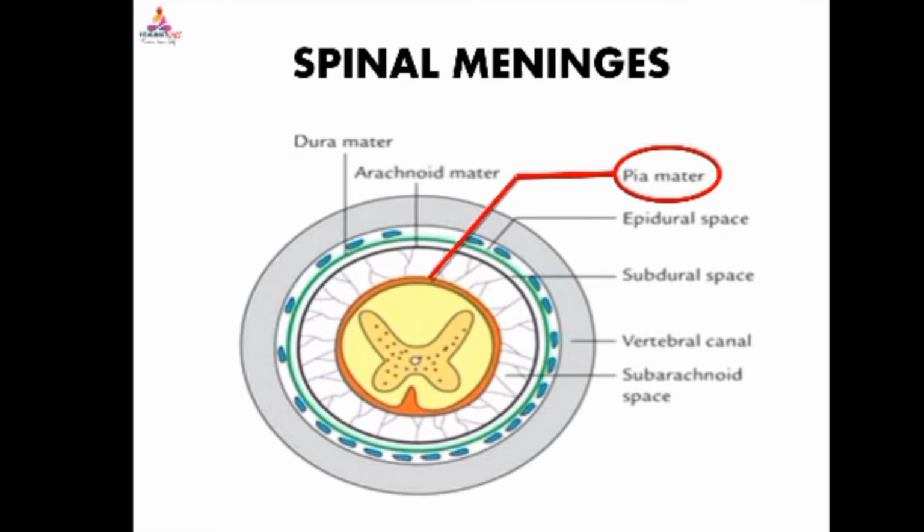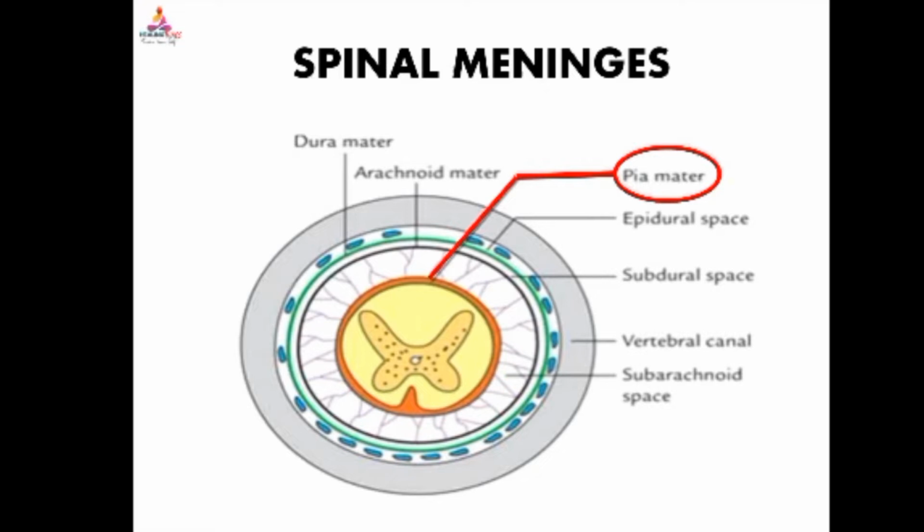Next is the pia mater. Pia mater is a thin, highly vascular membrane that closely invests the spinal cord and continues below the spinal cord as a thin thread-like prolongation, the filum terminale. The subarachnoid space between the pia mater and arachnoid mater is filled with cerebrospinal fluid, CSF. Above it is continuous with subarachnoid space around the brain.